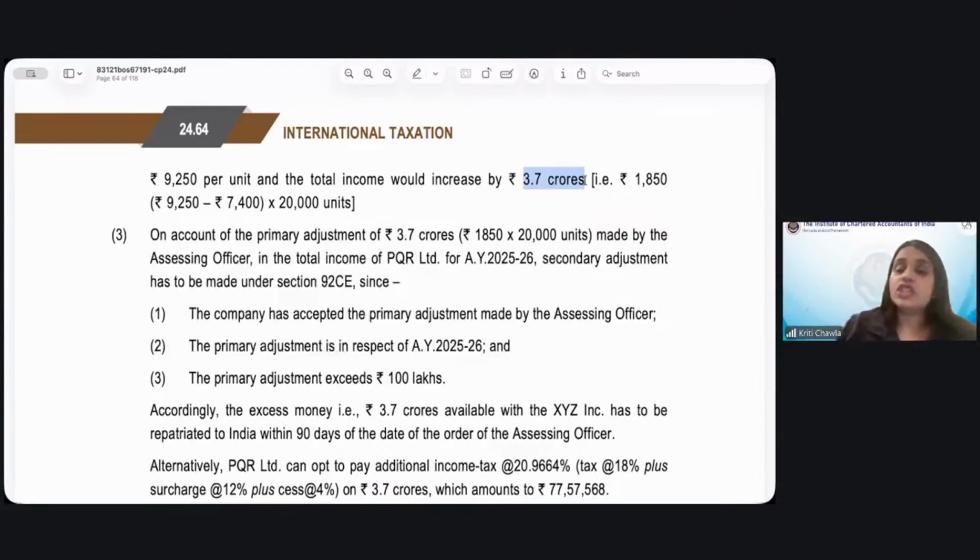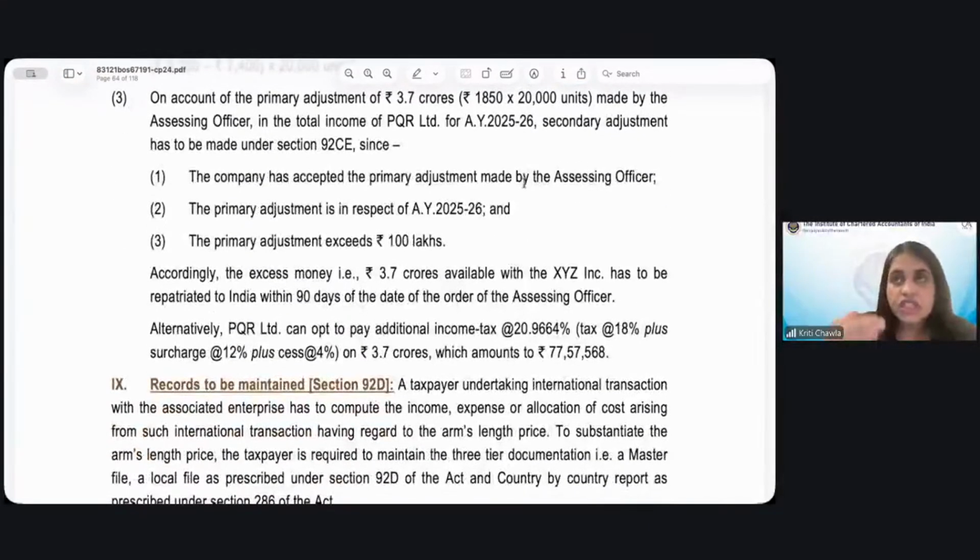Then you have to mention that 3.7 crore should be remitted to India within a period of 90 days. What if it is not remitted? We'll consider it as a deemed loan and interest will be imputed. Alternatively, they can pay a tax at the rate of 90.664%. And this is like a one-time tax payment. No deduction will be allowed from any of the provisions of the Income Tax Act. And this is all that you have to mention for the purposes of this particular question.